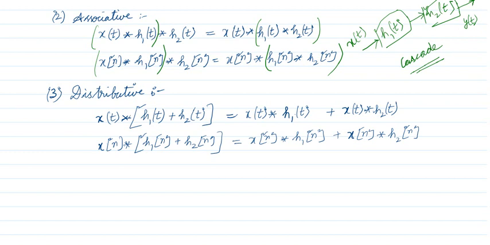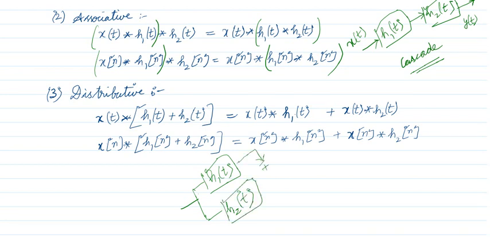Then what about the distributive property? The distributive property is used for parallel systems. If two systems are parallel, this is my h1 of t, this is my h2 of t, and I am adding their outputs. This is my input x of t and the output is y of t. If h1 and h2 are in parallel, I can add these two and make it h1 plus h2. Then I can convolve with x of t. That's what I have done here: h1 plus h2 convolved with x of t.